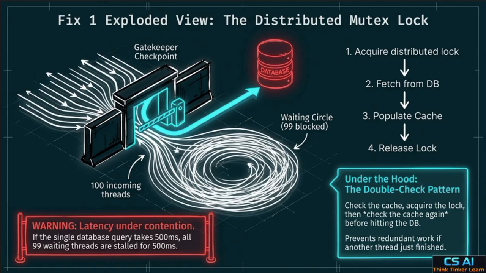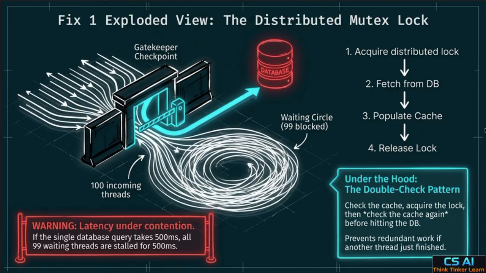Fix number one, the distributed mutex lock. The logic is simple. Acquire a distributed lock, fetch from the DB, populate the cache, and release the lock. The other 99 threads wait in a waiting circle.